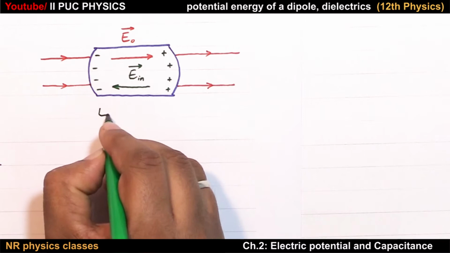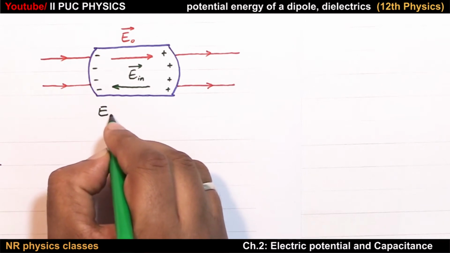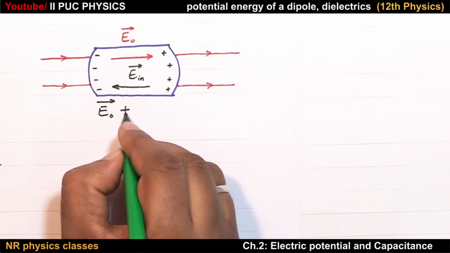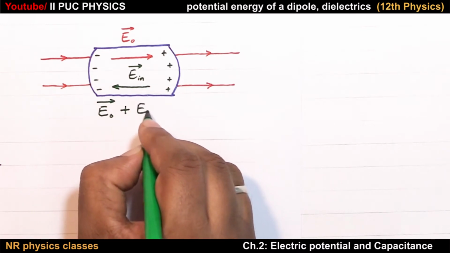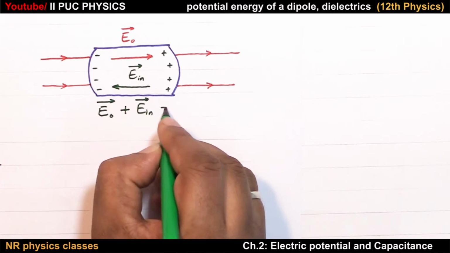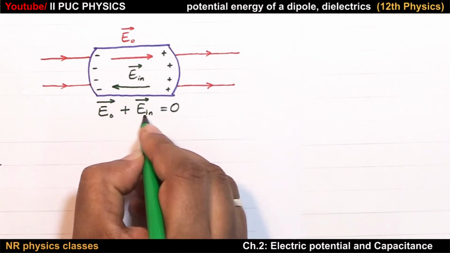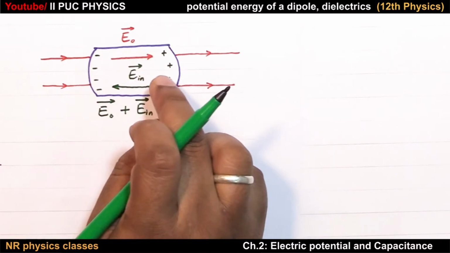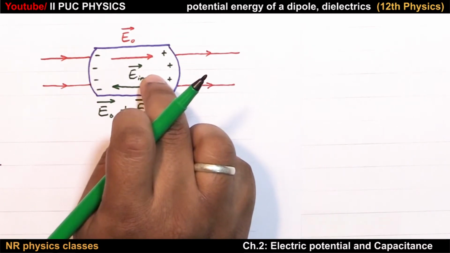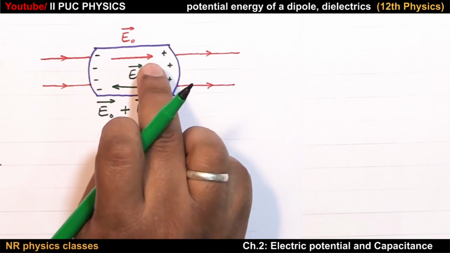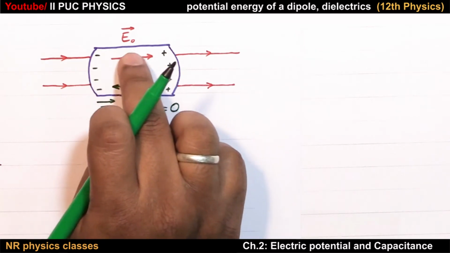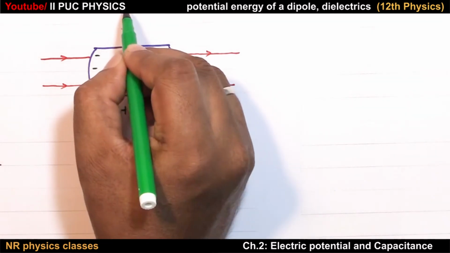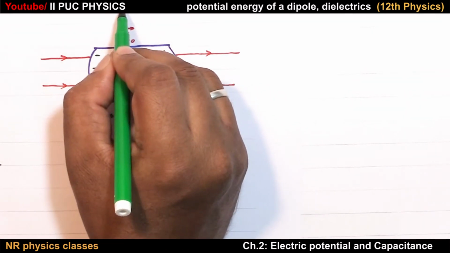So electric field E outside plus E internal equals 0. The vector sum of these two equals 0, which means the resultant field inside the conductor is 0. This is one of the reasons, or this is the explanation, why there is no electric field inside conductors. Okay. Now let us see what happens if an electric field is applied to dielectrics.